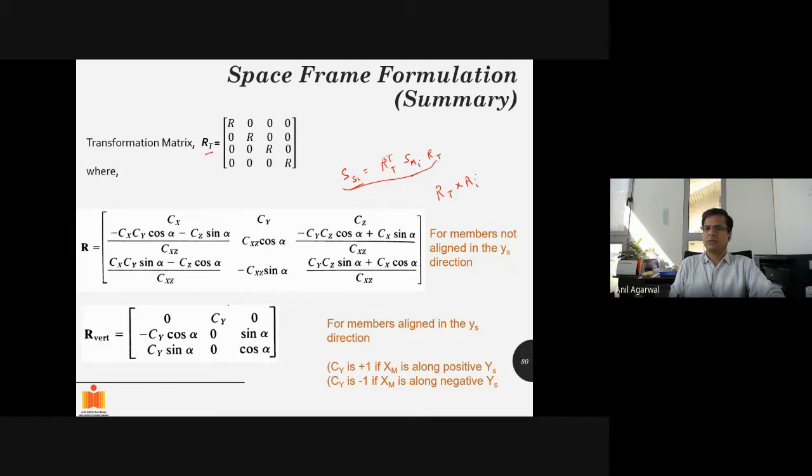That would have been enough in the structural coordinate. So if this is in the structural coordinate system, you will get A in the member coordinate system.